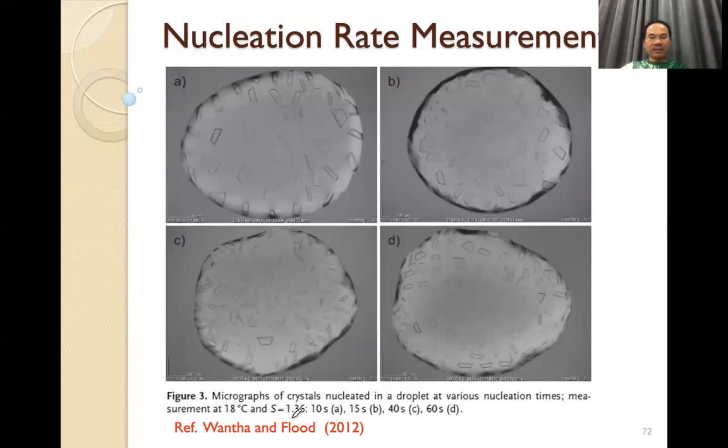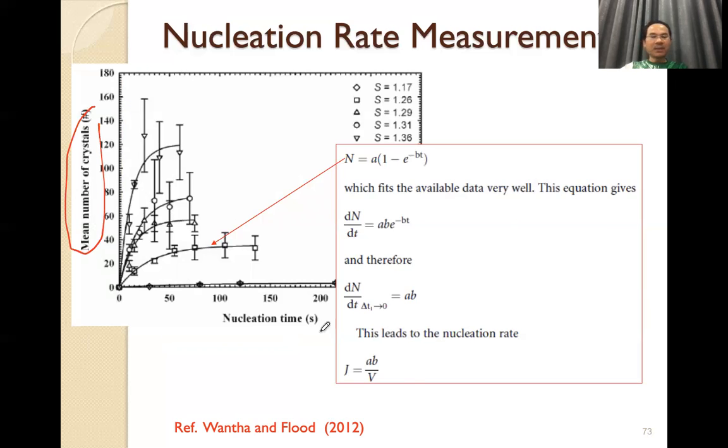This is at supersaturation 1.36, at time 10, time 15, time 40, time 20. You plot the number of crystals with respect to time. For example, like this. And then you fit the equation, n as a function of time, with this equation. And then you can calculate the nucleation rate.